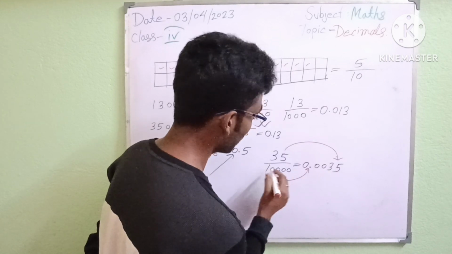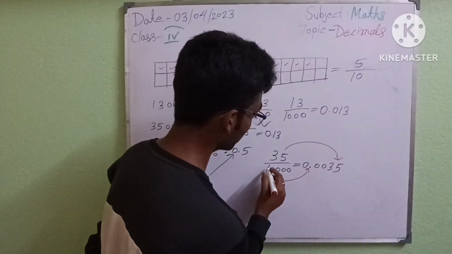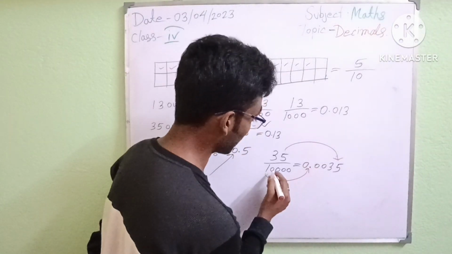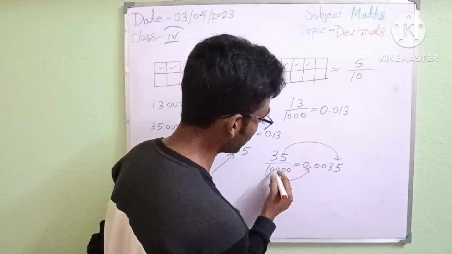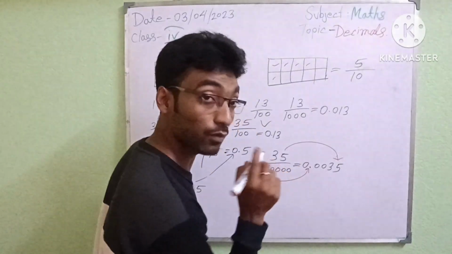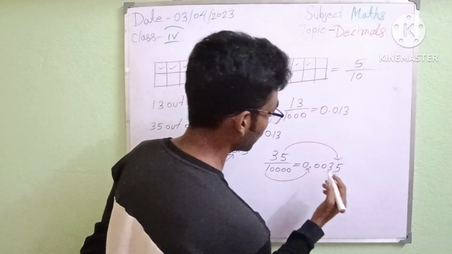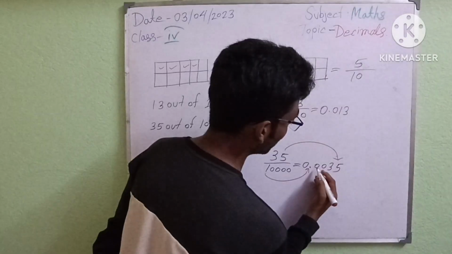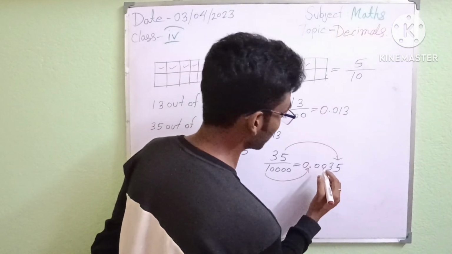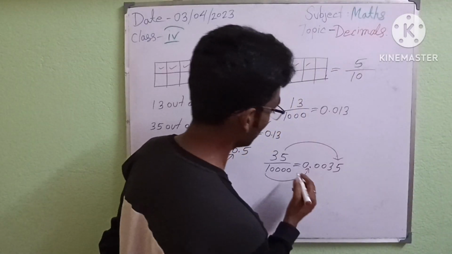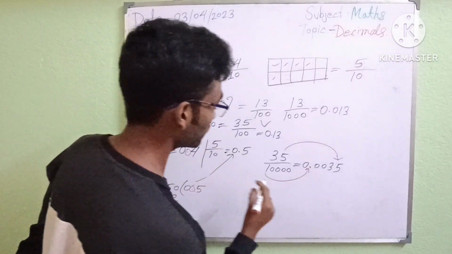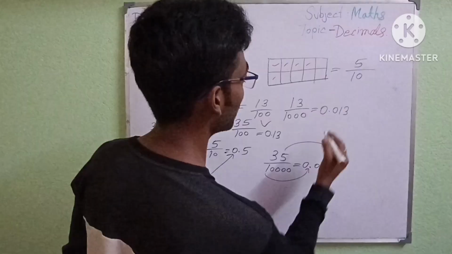I have told you, for the 1 we are keeping the decimal point, and after the 1 here are 1, 2, 3, 4 zeros. That means 4 digits. That's why we are keeping here 4 digits, and it should be done 1, 2, 3, 4. Okay, and this part is called the whole part.